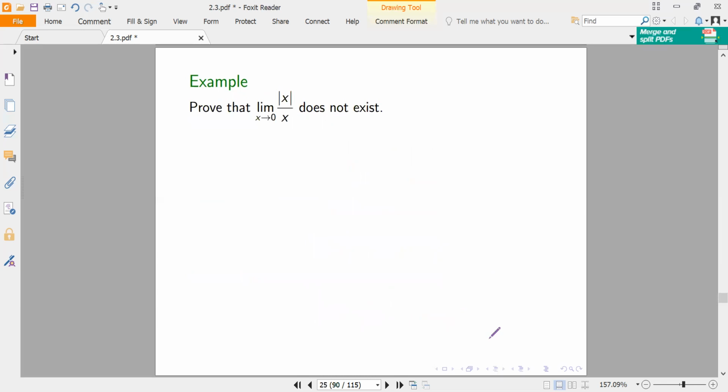I hope that was clear. We have another example here. If you'd like, you could try the example and see if you get it, but this example says that we should prove that the limit does not exist.